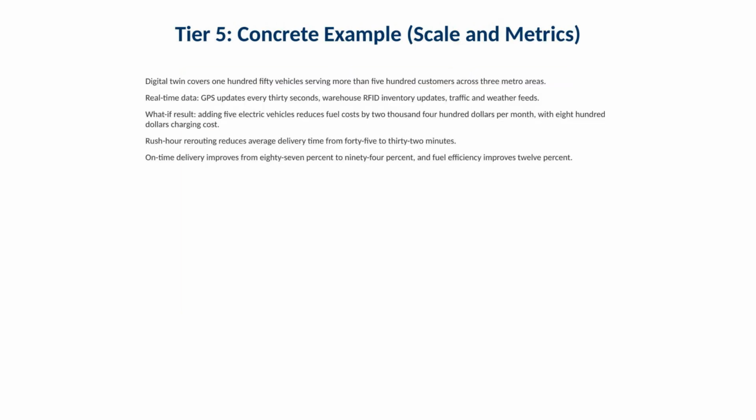In the concrete example, the digital twin covers 150 vehicles and more than 500 customers across 3 metro areas. GPS updates arrive every 30 seconds. What-if analysis shows that adding 5 electric vehicles cuts fuel costs by $2,400 per month, while adding $800 of charging cost. Rush hour rerouting reduces average delivery time from 45 to 32 minutes. And on-time delivery improves from 87% to 94%.